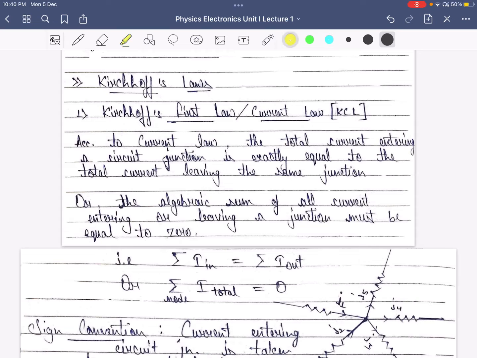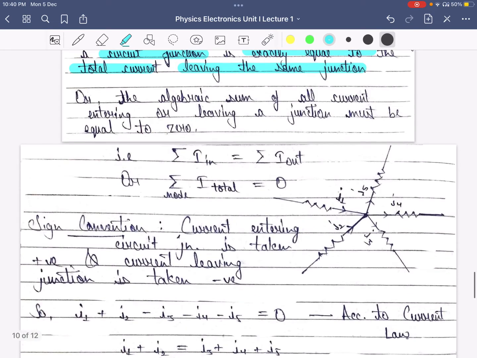Now let's take a look at Kirchhoff's laws. The first one is Kirchhoff's first law or the current law, KCL. According to this law, the total current entering a circuit junction is exactly equal to the total current leaving the same junction. Or we can say the algebraic sum of all the currents entering or leaving a junction must be equal to 0. As shown here, the summation of I in is equal to the summation of I out, or I total at a particular node must be equal to 0.